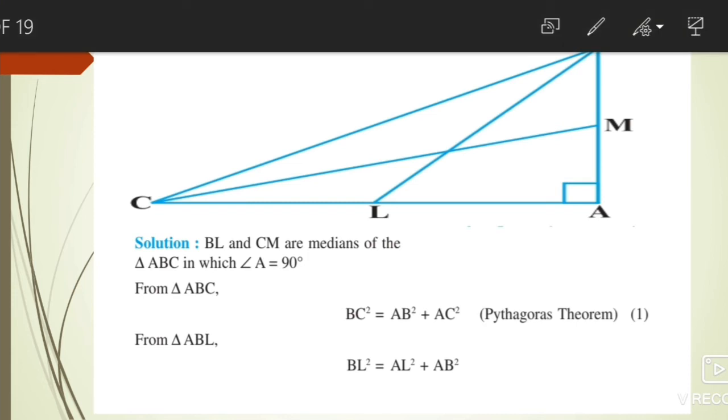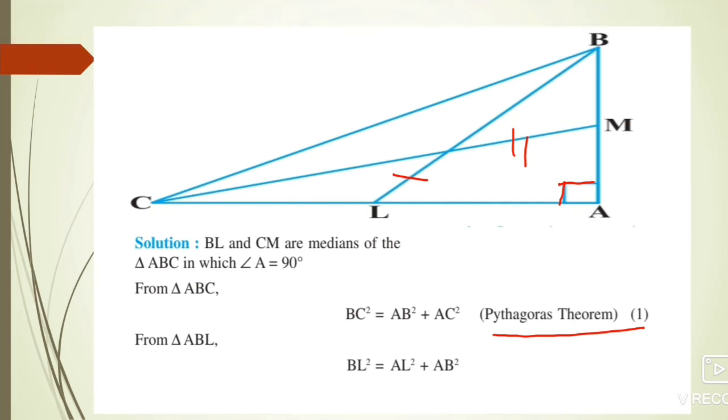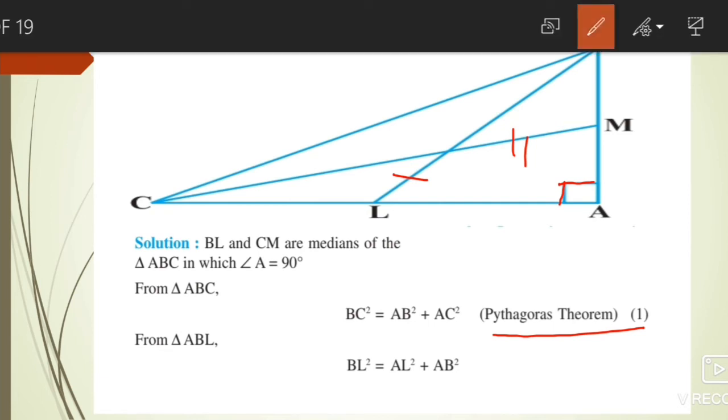As you can see in the figure, BL and CM are the medians of the triangle ABC and angle A is 90 degree. So if you take triangle ABC, since triangle ABC is a right angle triangle, you can use Pythagoras theorem and state that BC square. Here if you look at the figure, BC is the hypotenuse, that is BC square is equal to AB square plus AC square. Mark this equation as equation number 1.